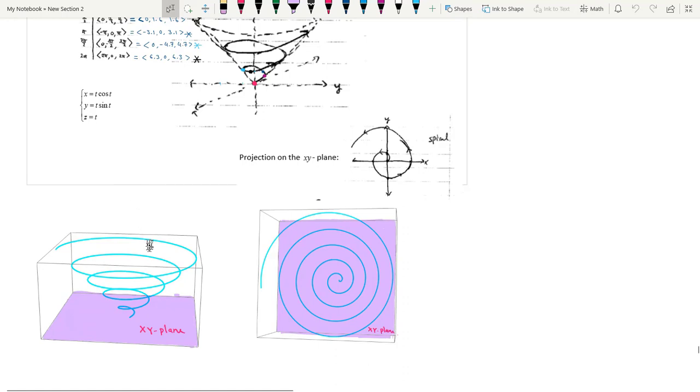Then the shadow of this graph on the xy plane would be like this. Like I'm looking at the graph from above, then it will be like this. And this is called the projection of the graph on the xy plane.